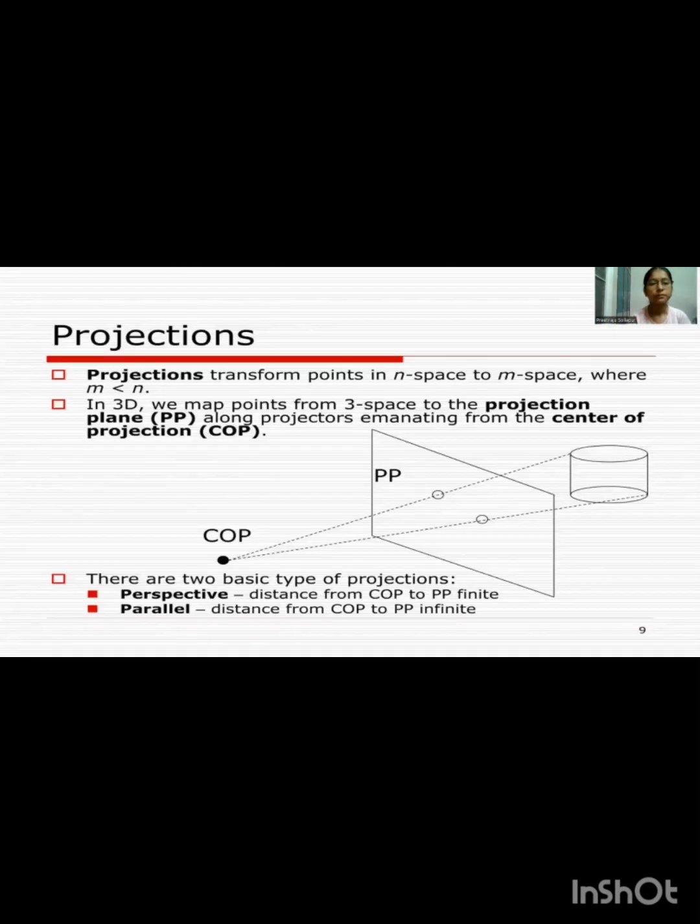Projections. Projections transform a point in n-space to m-space, where m is less than n. In 3D, we map points from space to the projection plane along projectors emanating from the center of projection. There are two basic types of projection: perspective and parallel. In perspective, the distance from COP to PP is finite, and in parallel, the distance from COP to PP is infinite.